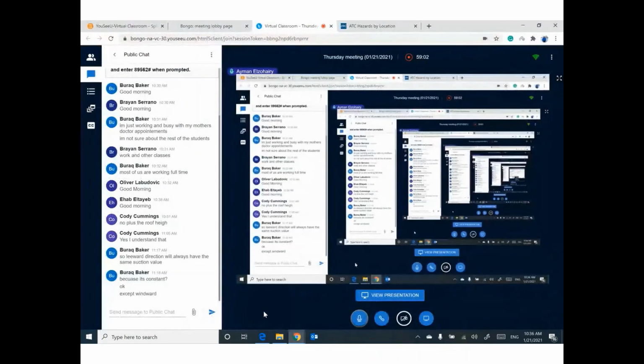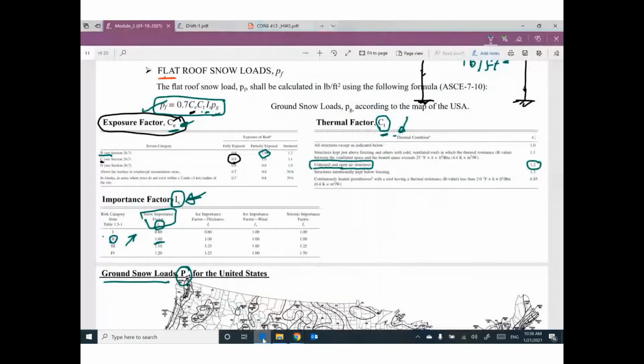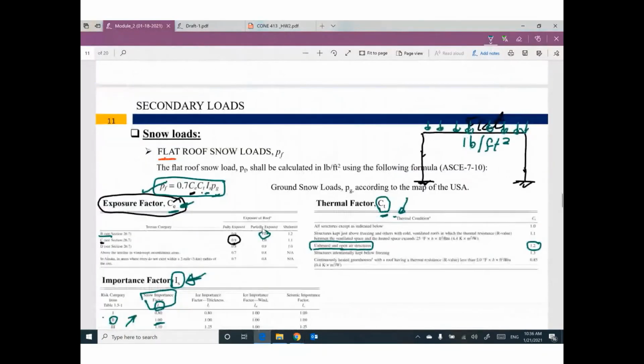Does that make sense? Also, these snow loads are based on American Society of Civil Engineers 7 (ASCE 7).